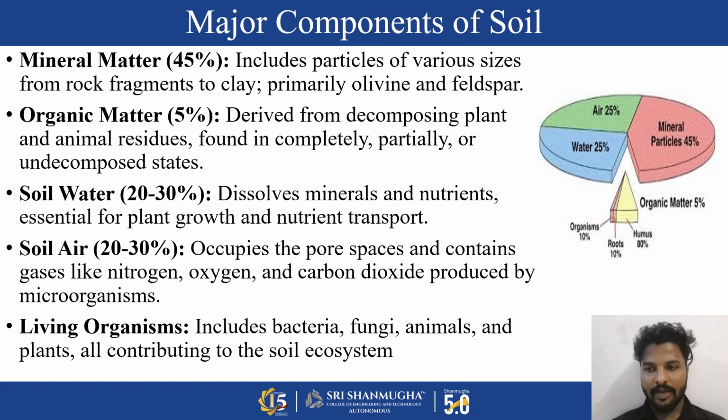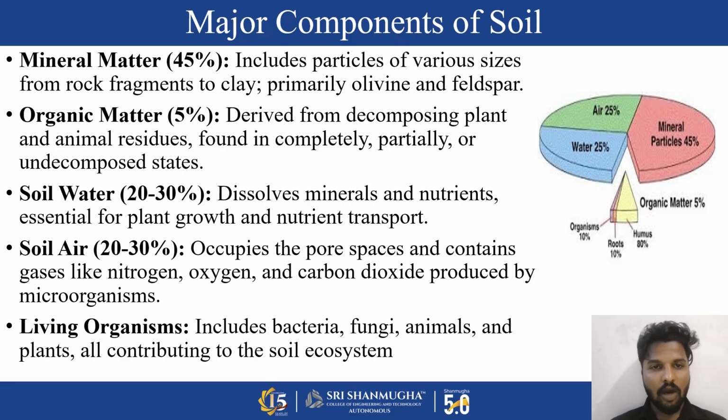So, on the right side, you can see the pictorial representation of distribution of components in the soil for your understanding. Yes, first one is the mineral matter. This is the bulk of the solid phase. It includes particles ranging in size from coarse rock fragments to very fine clay. The primary minerals found in the soils are derived from the weathering of parent rock. They include olivine and feldspar as well as quartz, mica and clay minerals. So mineral matter is about 40 percentage by volume.